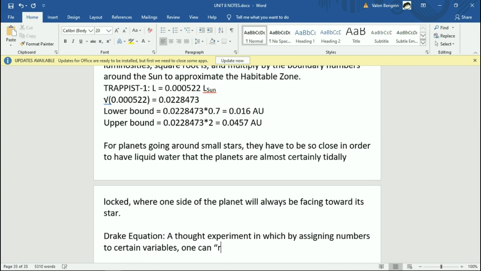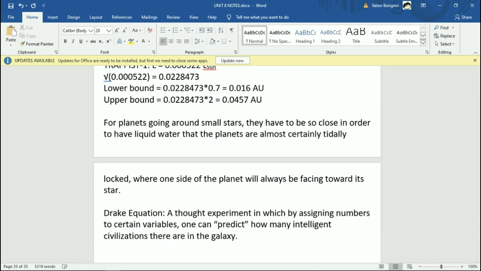How did I spell predict that way? That was impressive. Predict how many intelligent civilizations there are in the galaxy. Okay. So it's a way of basically saying, let's just put some numbers to this somehow and try to get some sort of an answer. Let's see how this works. So here was his equation, and this was made several decades ago.